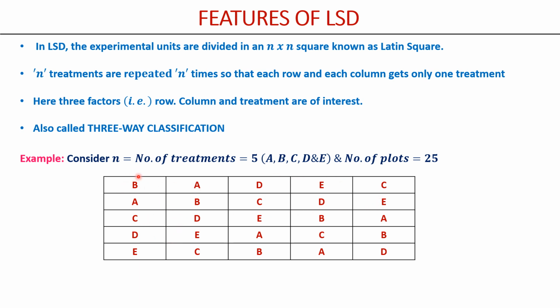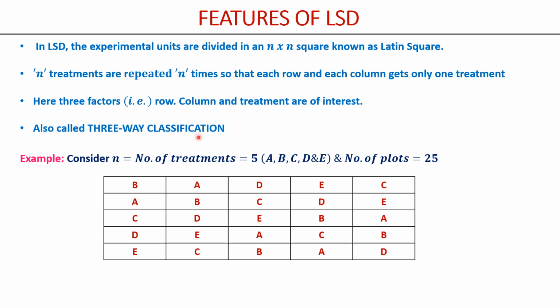So if you look at this particular example, we have small n, which will be the number of treatments, that is A, B, C, D, E. And here we have 5 rows and 5 columns. So it's a square plot. Experimental units are square type. Total number of plots that we have are 25, and the treatments are assigned in such a way that the treatments occur only once in each row and in each column. So therefore, this is also called a three-way classification since rows, columns, and treatments are of our interest. So since we have three factors studied here, it's called a three-way classification.